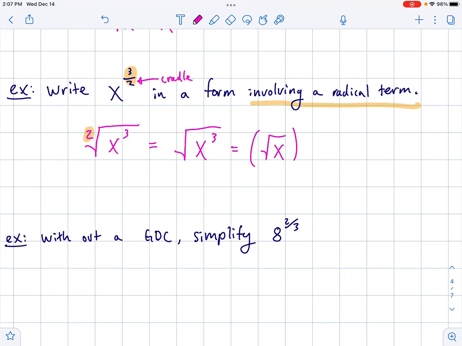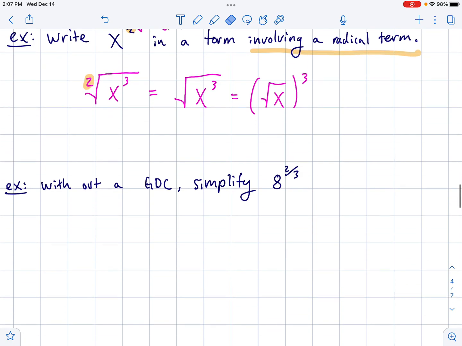So here, you can write your answer as the square root of x cubed, or another way to write this is that you could have the square root of x all to the 3rd power, or an equivalent version that I'm not sure if your book cares about. Let me see. No, they don't care. Okay, so we'll just leave it there.